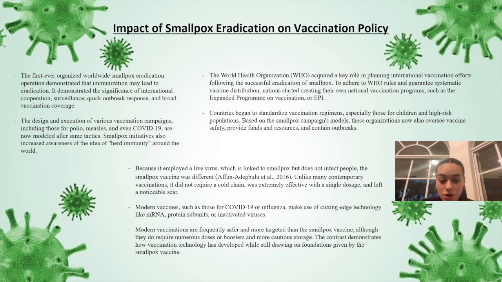Smallpox initiatives also increase awareness of the idea of herd immunity around the world. The World Health Organization, also known as WHO, acquired a key role in planning international vaccination efforts following the successful eradication of smallpox. To adhere to WHO rules and guarantee systematic vaccine distribution, nations started creating their own national vaccination programs, such as the Expanded Programme on Immunization, also known as EPI.